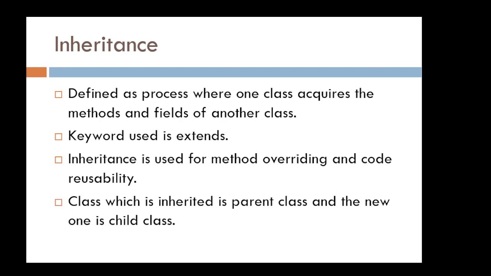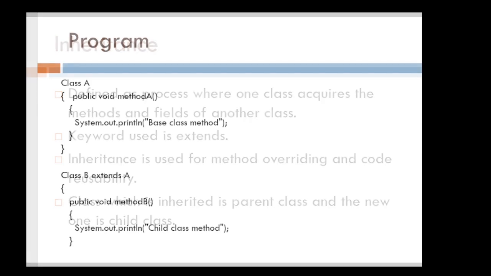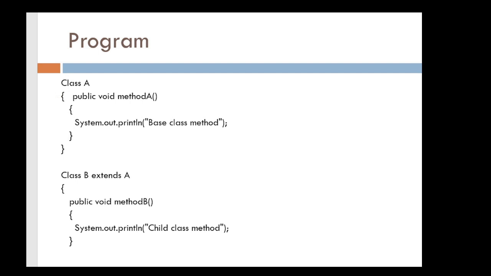So here in Java we use the keyword extends, and when you inherit the properties, that class is known as your derived class. Here, the class which is inherited is the parent class and the new one is your child class. So you declare class A as your parent class, with a public void method that you have made. Class B is your derived class, which extends the properties of A.